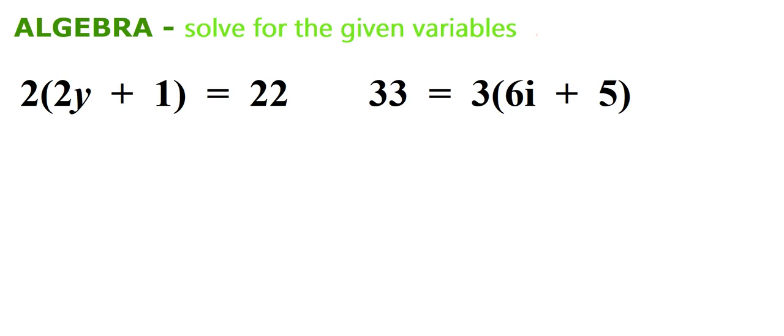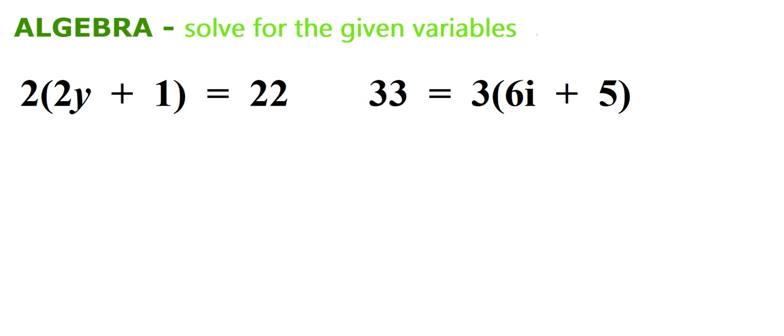Okay, we have to solve for the given variables where there are two equations here, and as you can see there are single brackets in each equation. So let's go about solving these equations for the given variables. In the first equation's case, the variable is y, so we want to end all our working with y equaling some kind of value.